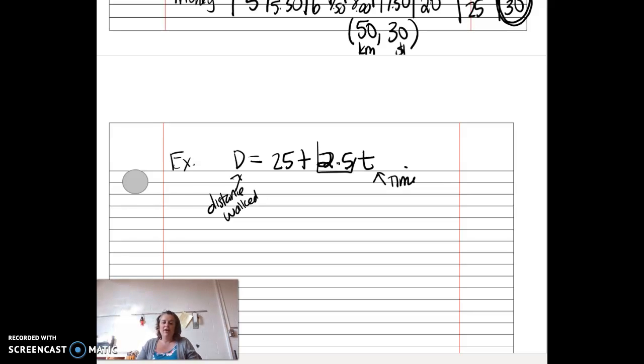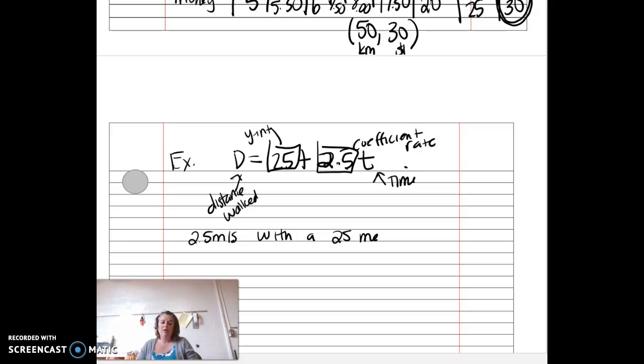So this 2.5, again, is your coefficient, your rate of change, and this 25 is our y-intercept. We know the coefficient is the 2.5 because it's next to the variable. It gives us that every single time. There is no variable next to the 25. That's our starting amount. So if I were to write this out, this person is getting 2.5 meters per second because it's next to the time, with a 25 meter head start. I'll do HS for head start.